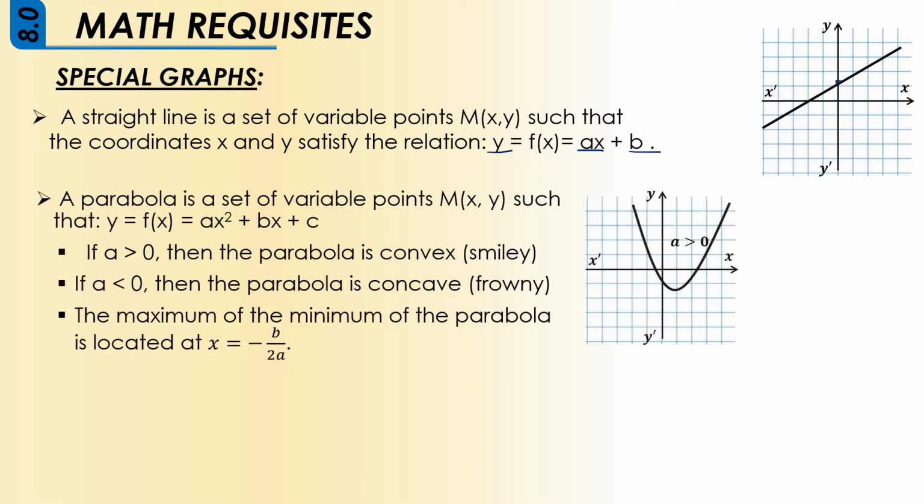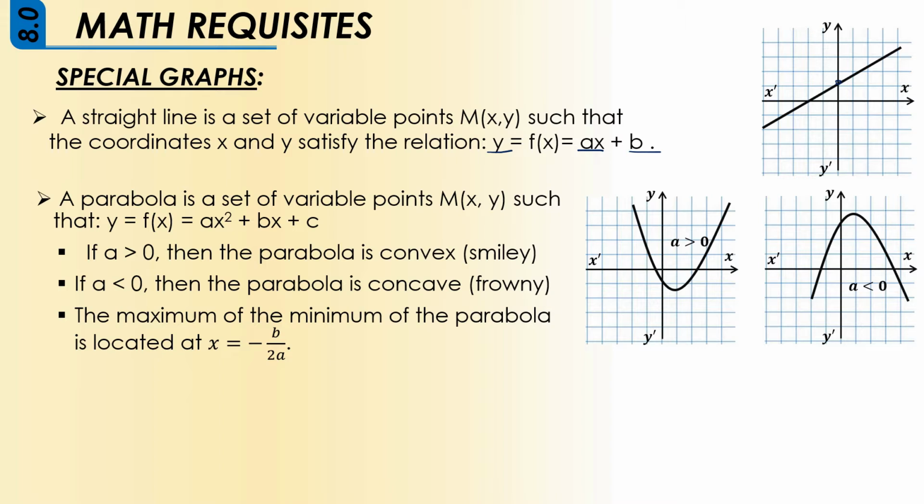Another shape is the parabola. The parabola is also a set of variable points M(x, y). However, the relation between x and y is y equals ax squared plus bx plus c, and a is not 0. If a is 0, then this curve becomes simply a straight line. If a is positive, then the parabola is convex, and thus it is going to be a smiley face parabola. It's a nice way of seeing it. If a is negative, then it's a frowny face parabola, as you can see over here.